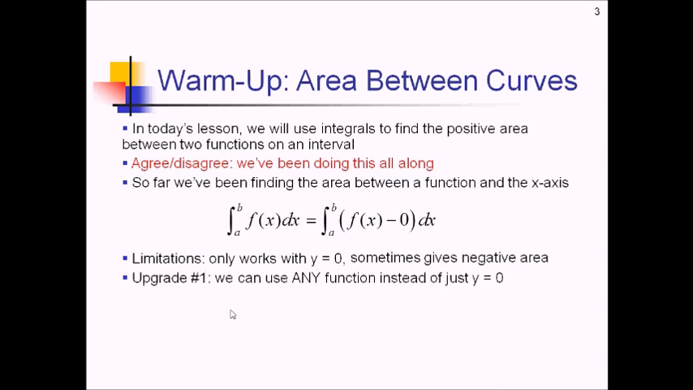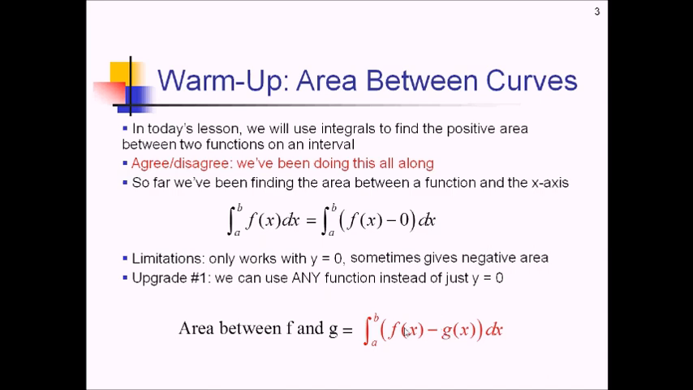Our first upgrade is we're going to be able to use any function instead of just y equals 0. So I'm going to call this area between f and g, and I'm going to say that we've got the integral from a to b of f of x minus g of x. So I've simply replaced 0 with g of x, and now if we subtract these two functions, we can find the area between them. Kind of, sort of.